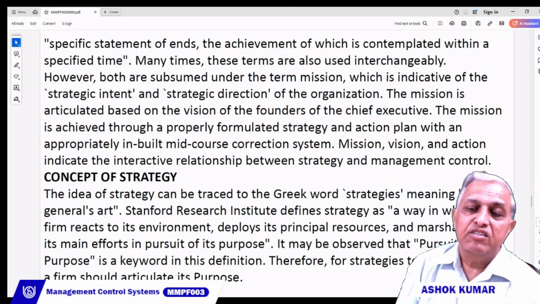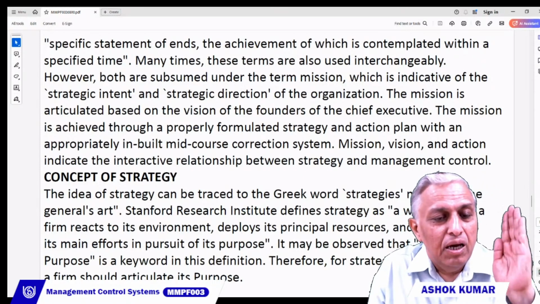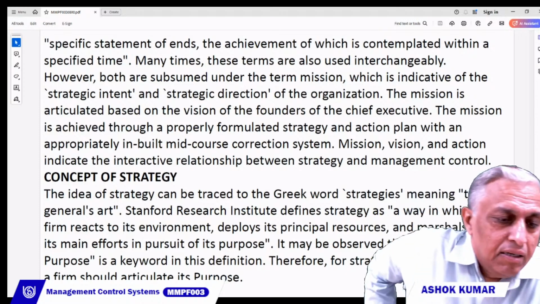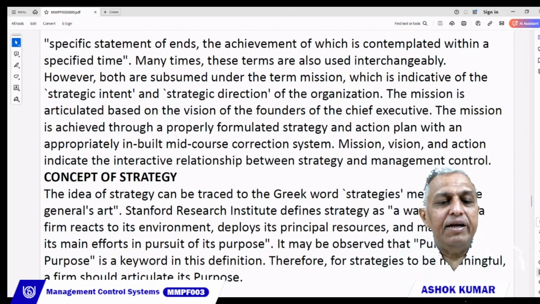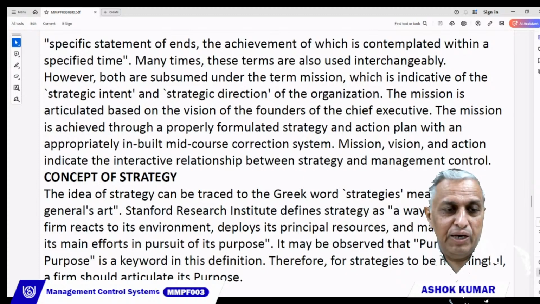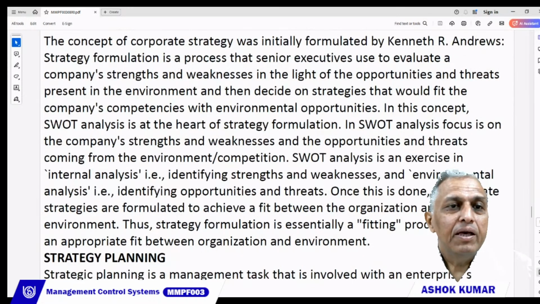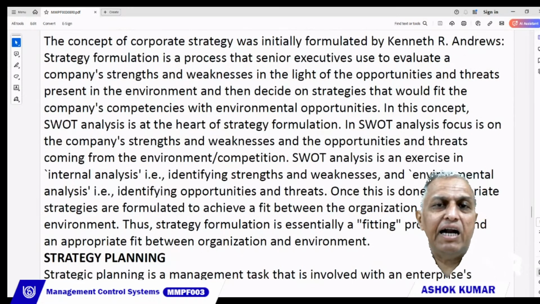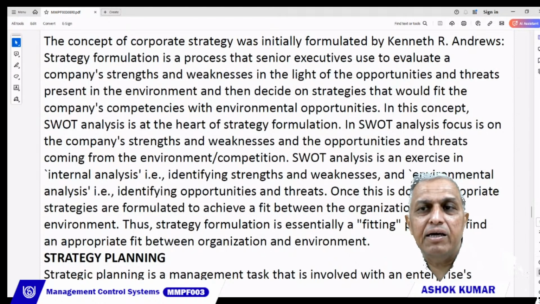Therefore, for strategies to be meaningful, a firm should articulate it. One should articulate their purpose as well. The concept of corporate strategy was initially formulated by Kenneth R. Andrews.